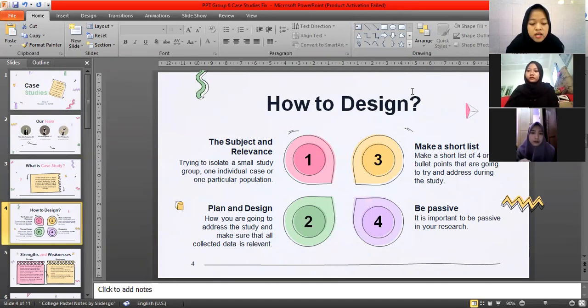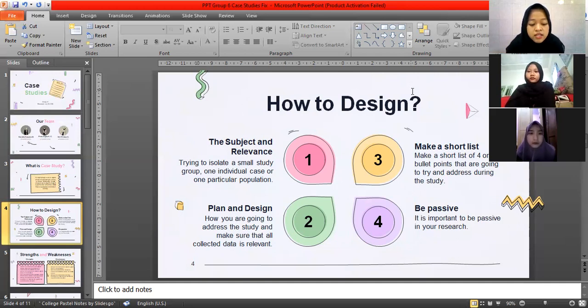The advantage of the case study research design is that you can focus on specific and interesting cases. This might be an attempt to test a theory with a typical case, or it can be a specific topic that is of interest. Research should be thorough and note-taking should be meticulous and systematic. Here there are 4 points. Number 1 is the subject and relevance.